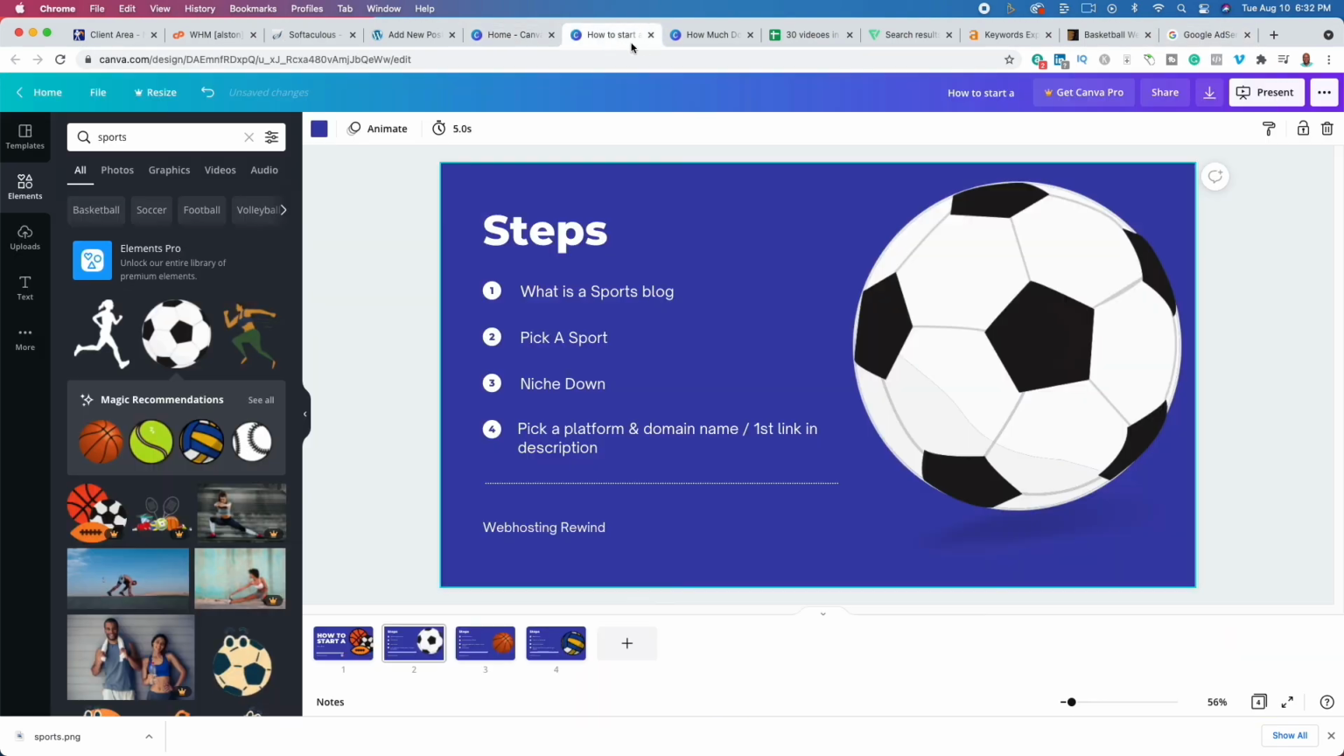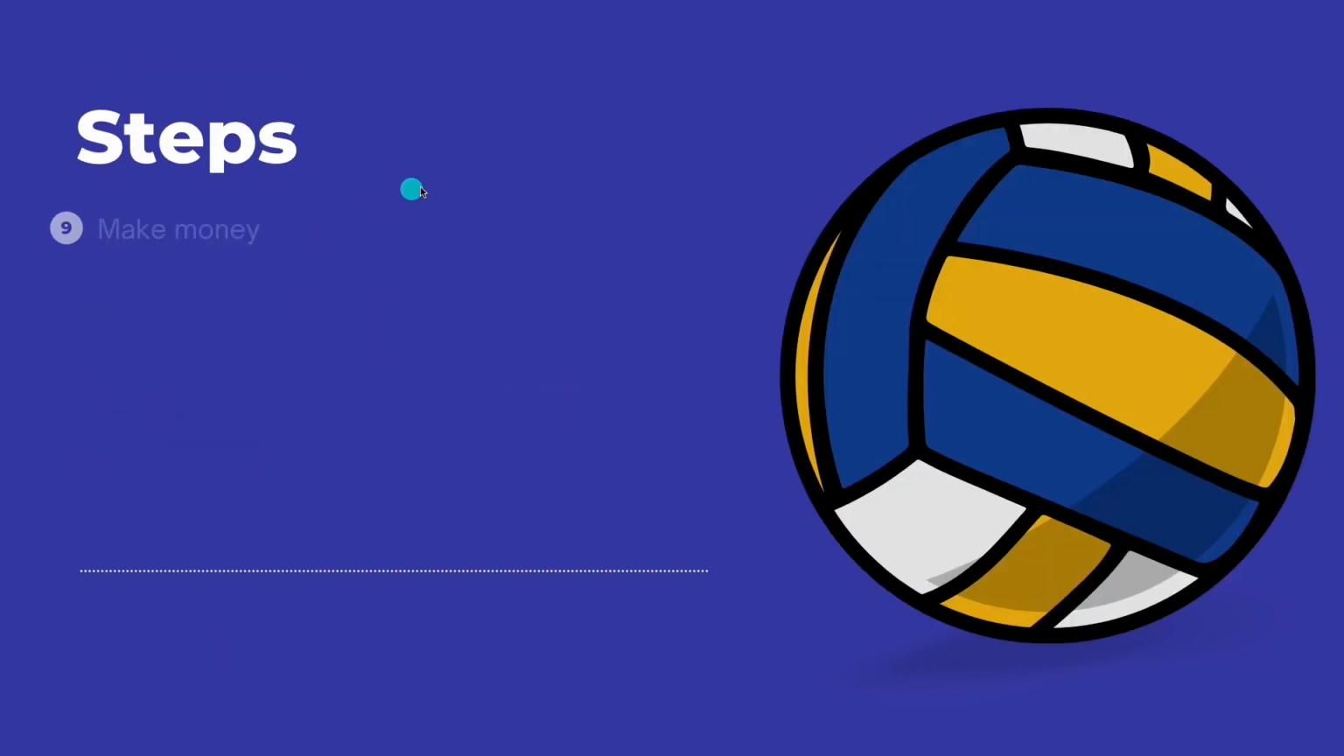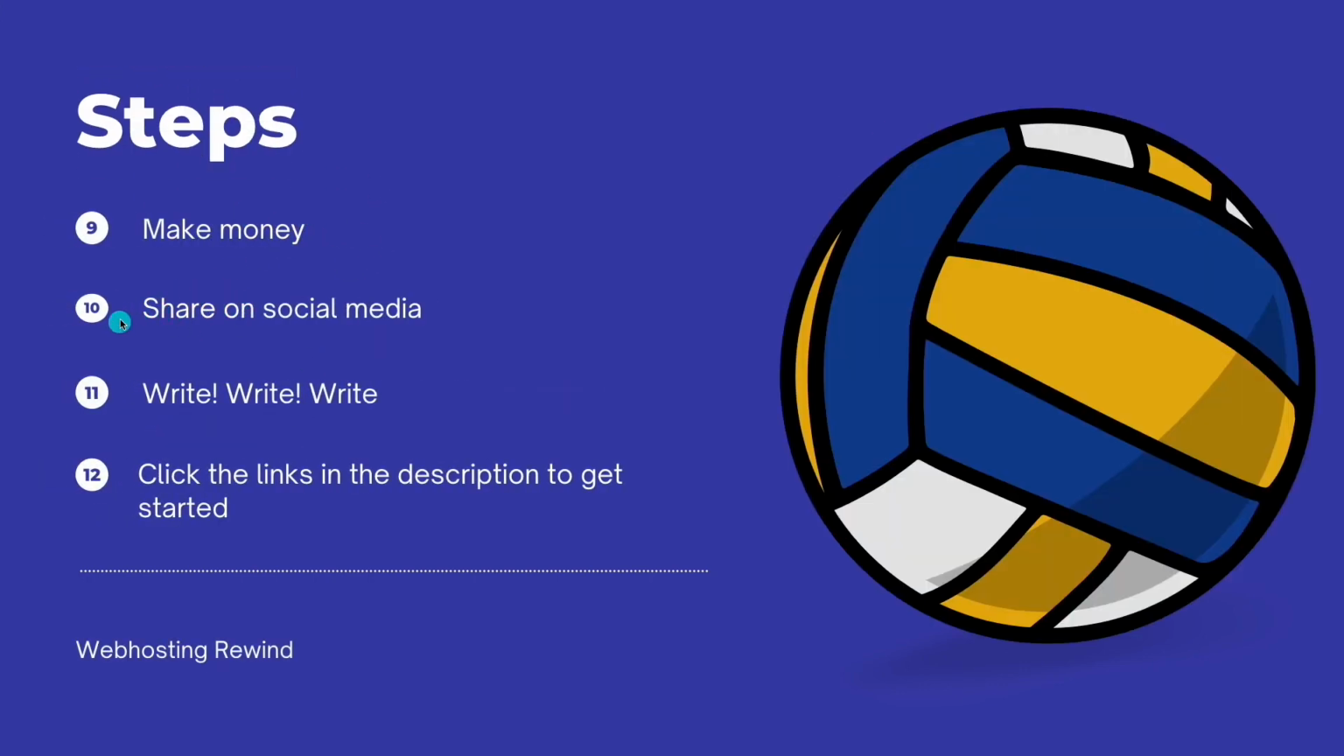Now, if I go back over here to our steps, we have talked about the sports blog. We've picked a sport. We've niched down. We've talked about picking a platform. We've installed WordPress. We've installed our WordPress theme. We've made the necessary changes. Now you want to start writing, which we covered. You want to make sure that you are creating a blog post and not a blog page. After that, we talked about how to make money. Now, it's going to be important in the very beginning that you share on social media. You can share your blog and within Facebook groups with permission, on Reddit, on Twitter, TikTok, Instagram, really anywhere that you can get traffic, because it's going to take a while before Google and Bing and Yahoo discover your content.